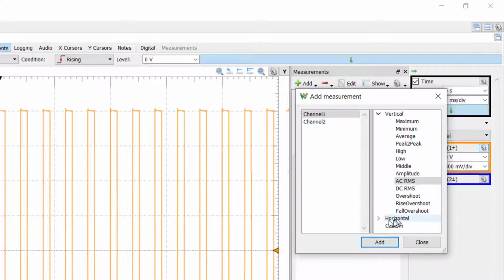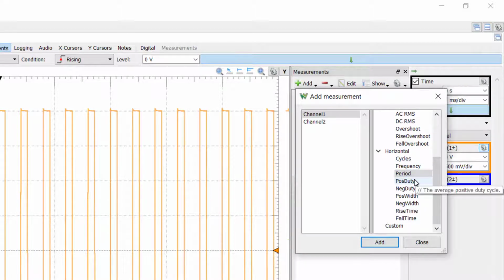And that's a good selection for the vertical measurements. Let's take a look at the horizontal measurements. What do we want to include? We'll do the frequency. The period, of course, is just 1 over the frequency, but sometimes it's useful to see both numbers. The duty cycle. I like the positive duty cycle, which tells us what percentage of the time we have a high. Let's see, negative, the positive width and the negative width.